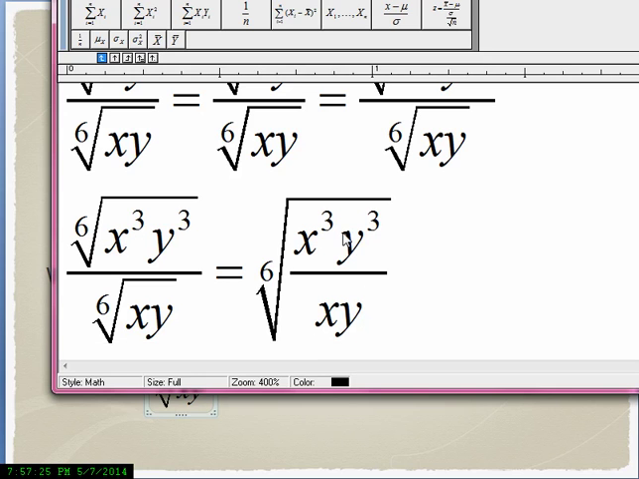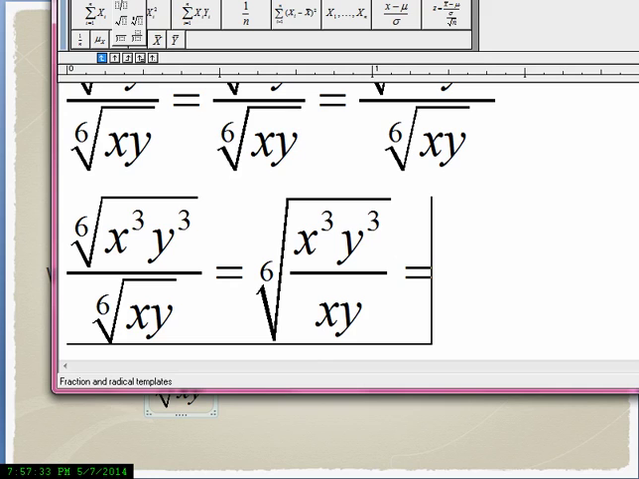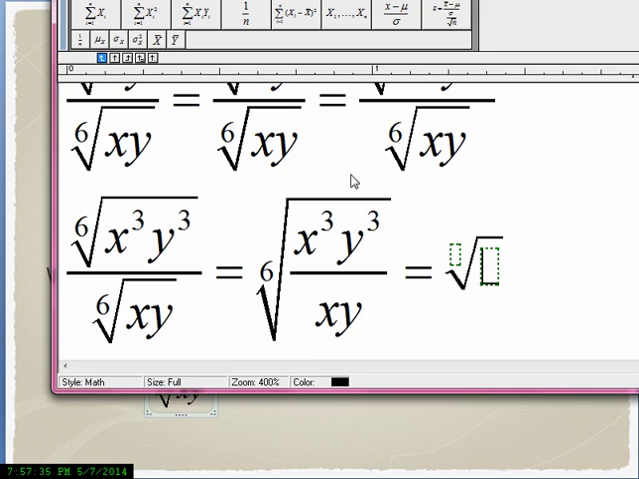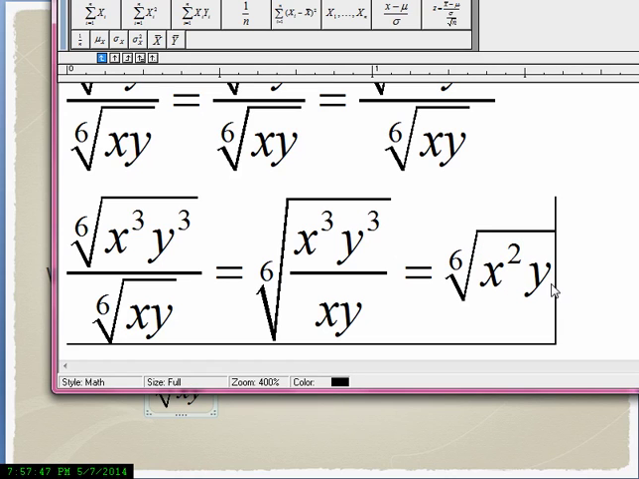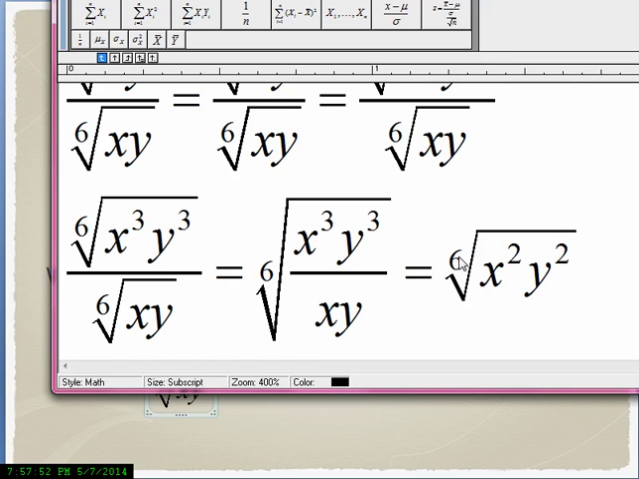And then I'm going to simplify. x cubed over x, and then y cubed over y. And so that's going to give me the sixth root of x squared y squared. And you think, oh my goodness, I'm done, yay! But it turns out, whenever the index and the powers have a common factor, we can simplify it even further.